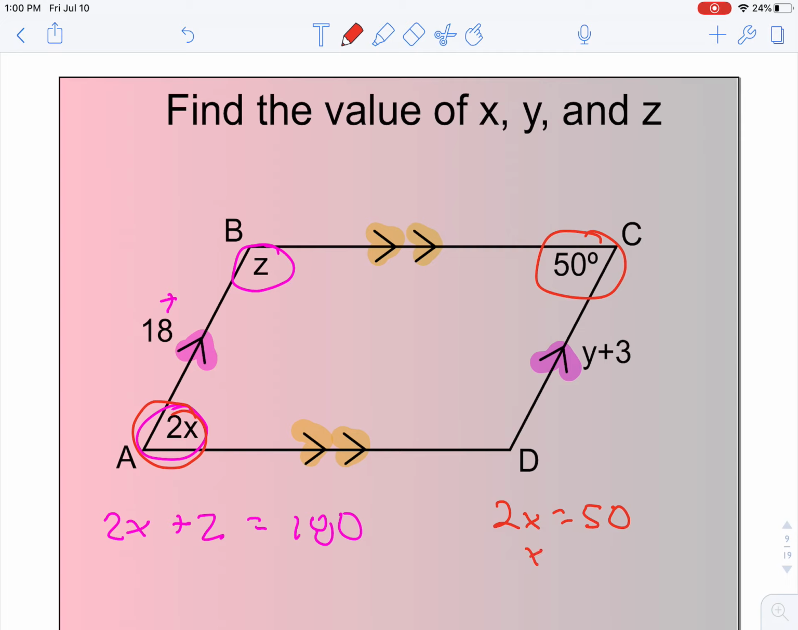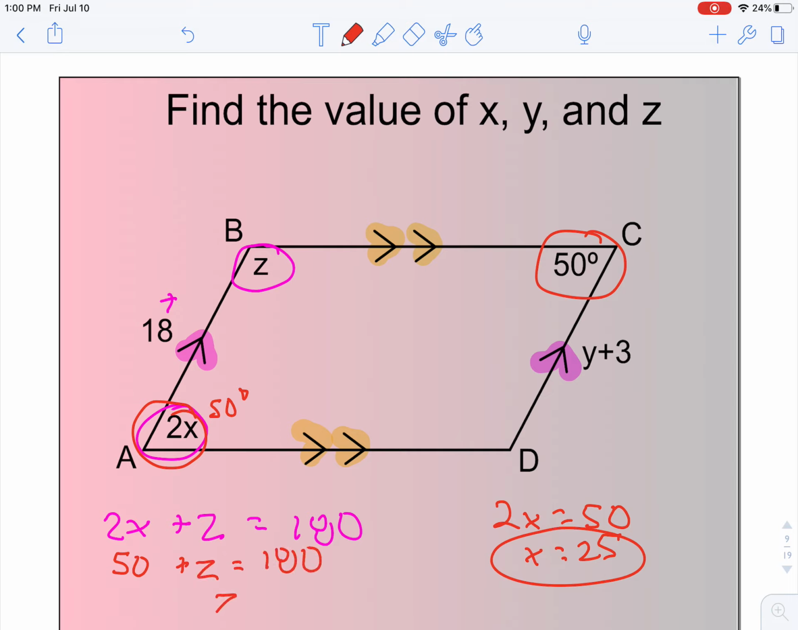Because opposite angles have to be congruent, 2x has to equal 50, so x is 25. Okay, so I found the value of x is 25. Now I can go ahead and put 25 in here. So 2 times 25, or we know that this angle is 50.